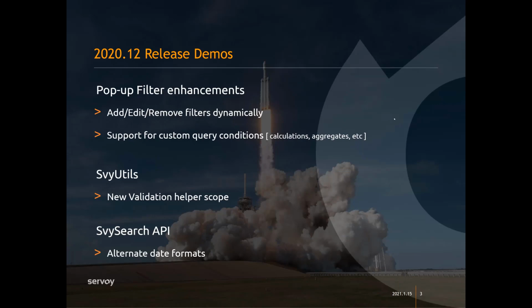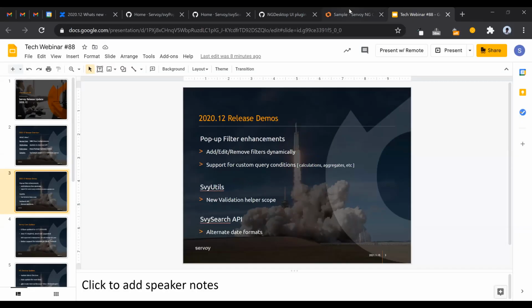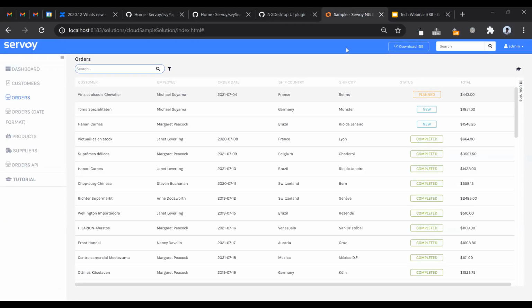I'm going to switch over to the example solution. Please let me know if this doesn't show up clearly. I can scale up the browser a bit, but it fits nicer the way it's set up right now. This again is the sample solution that is available for you. You can test drive it at sample.servoy.com, and it's also available to download and install via the package manager in the IDE. So I'm going to be using that to demo a few of the items I put on the agenda. Let's go over the pop-up filters.